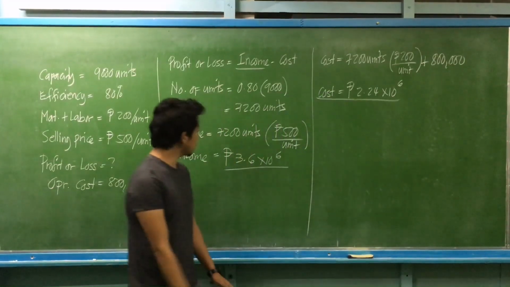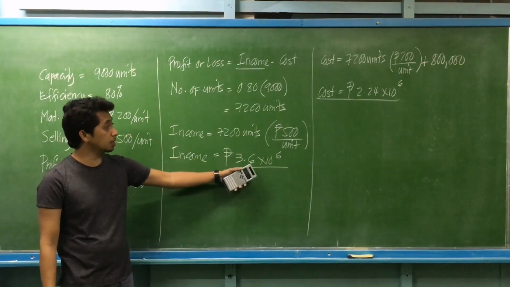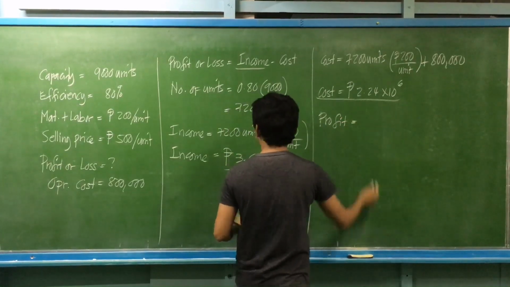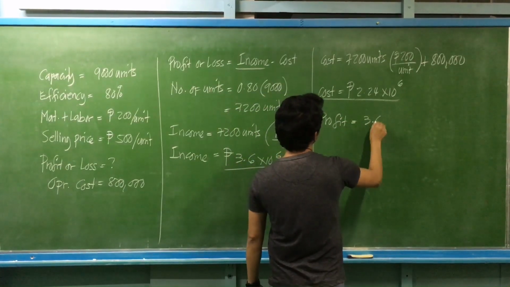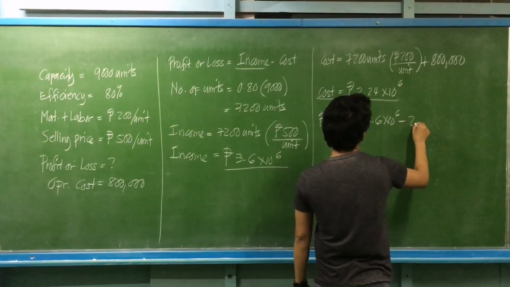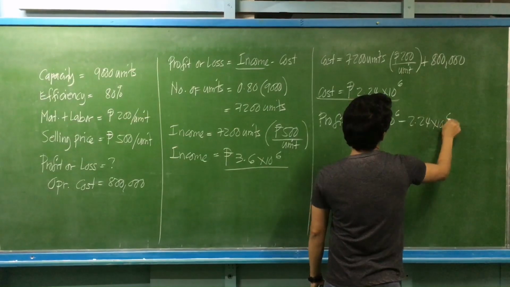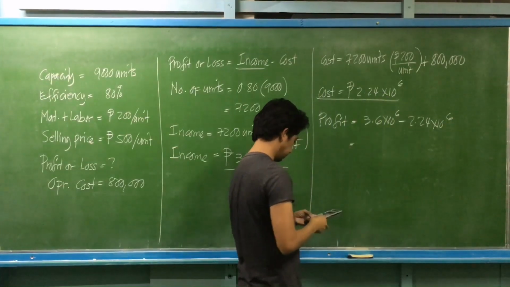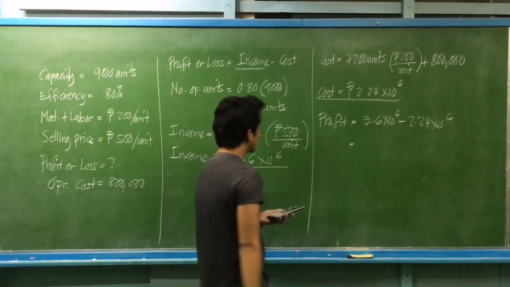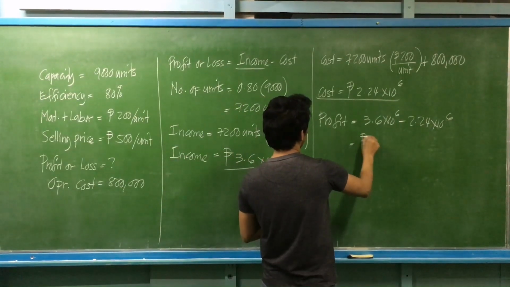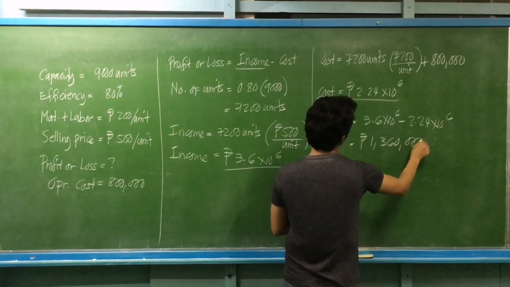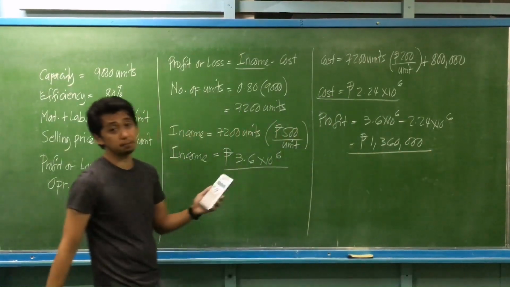So obviously, kung mapapansin naman na mas mataas yung income, this is more likely a profit. So this is a profit. Okay, income, that is 3.6 million minus yung gastos, 2.24 million. And this is equal to, okay, so a total profit of 1.36 million or 1,360,000. So ano na yung sagot natin for this problem?